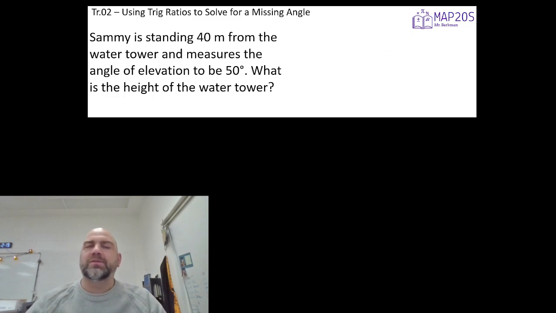Okay, let's try this one. Sammy is standing 40 meters from the water tower and measures the angle of elevation to be 50 degrees. What is the height of the water tower? All right, pause the video, draw a diagram, come back when you have your answer.